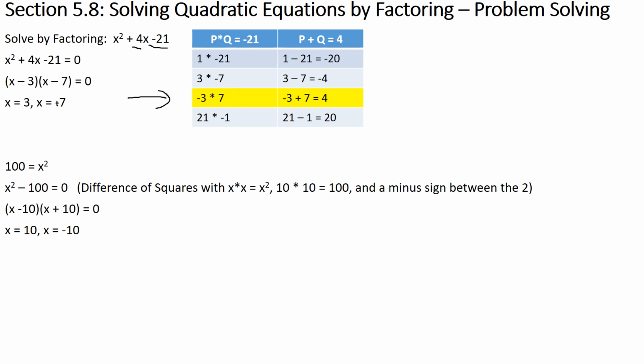Last one here. I'm not even doing a table because this is a difference of squares. x squared equals 100. Here we write this as x squared minus 100 equals 0, which is a difference of squares. x times x is x squared, and 100 is 10 times 10. So it's x minus 10 times x plus 10. And x would equal 10, and x would equal negative 10 to get to a 0.